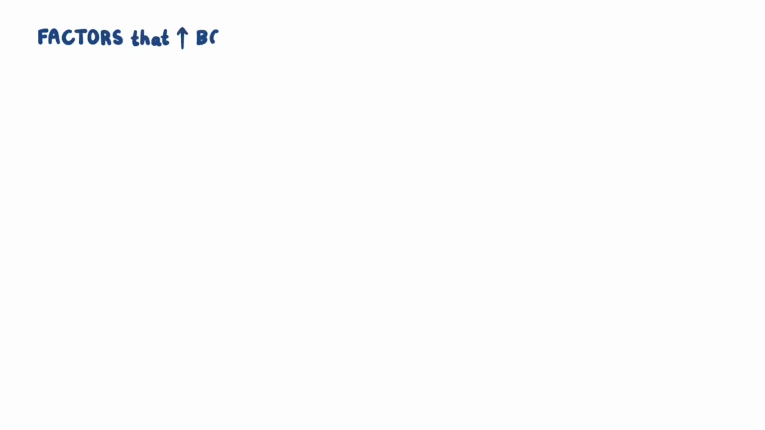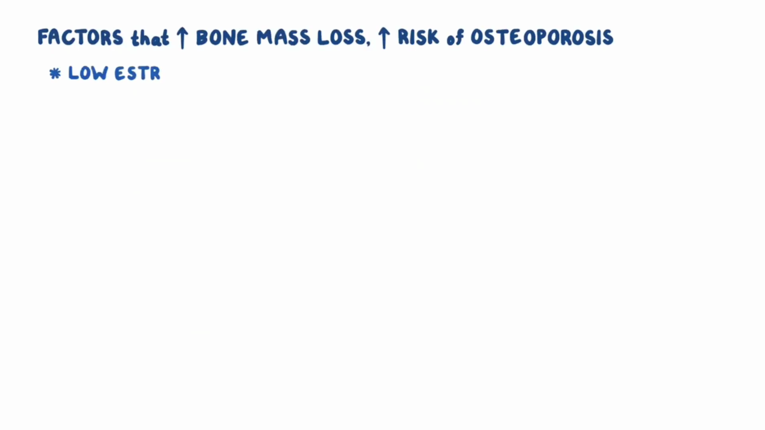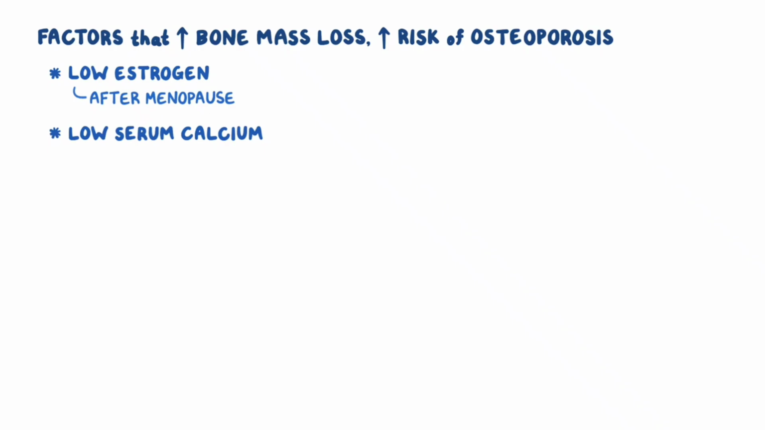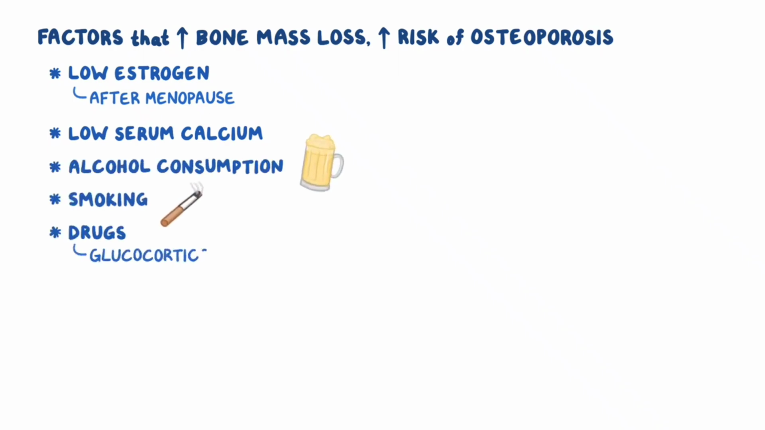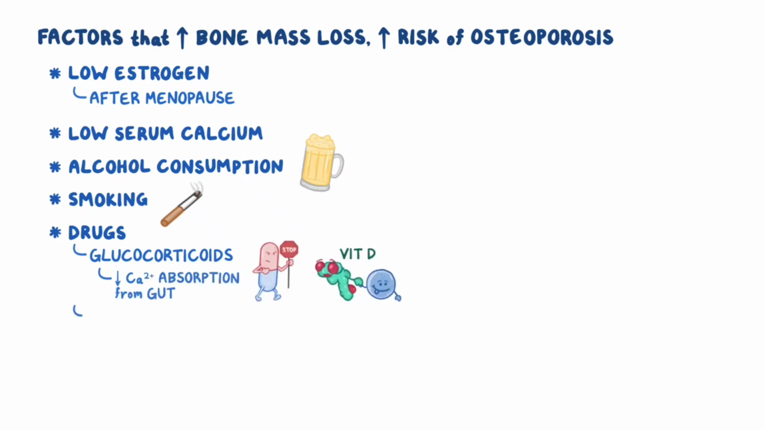Factors that accelerate bone mass loss and increase the risk of osteoporosis are low estrogen levels, like after menopause, and low serum calcium. Additional factors include alcohol consumption, smoking, drugs like glucocorticoids, which decrease calcium absorption from the gut through the antagonism of vitamin D, and drugs like heparin and L-thyroxine.